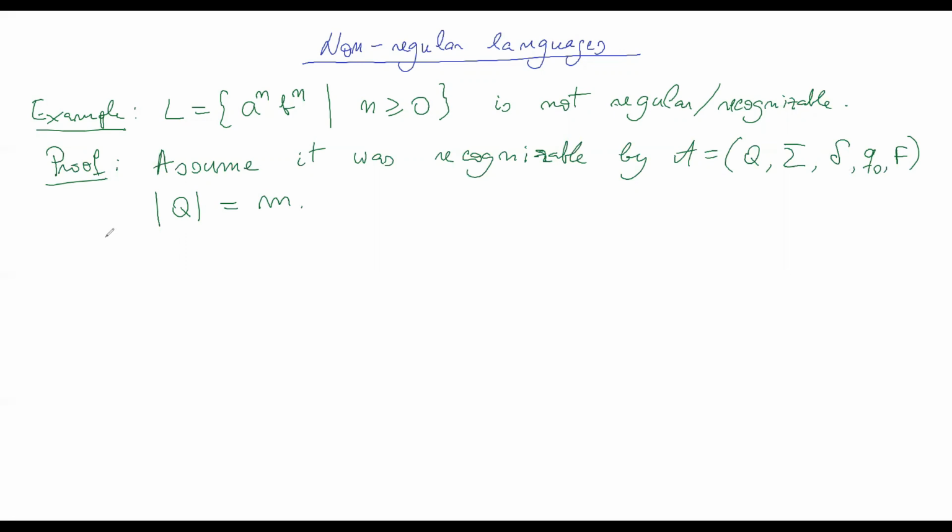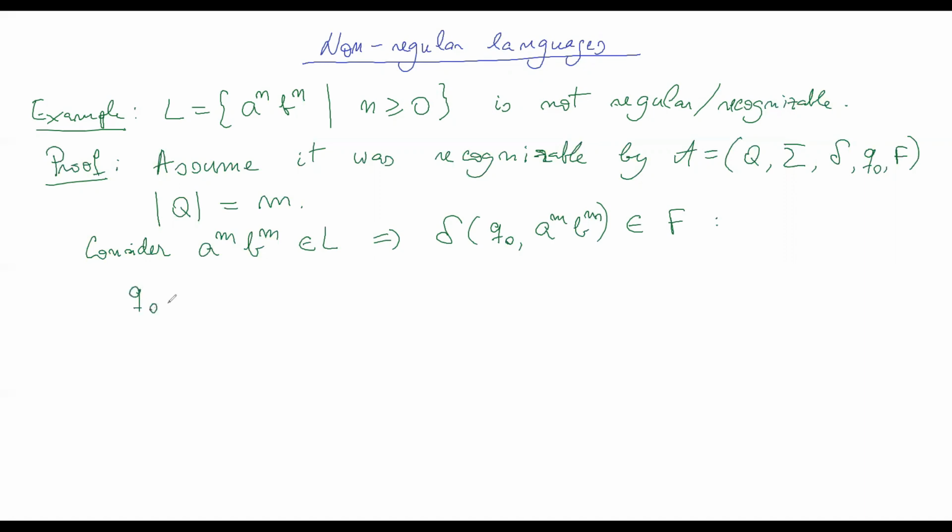I would like to consider the word A to the power M, where M is exactly the number of states in Q, then B to the power M. This is obviously a word from L, so there is an accepting computation on this word. So delta of Q0 and A to the power M, B to the power M leads to a final state. I would like to show this computation.